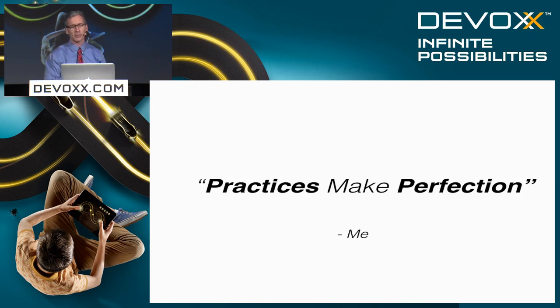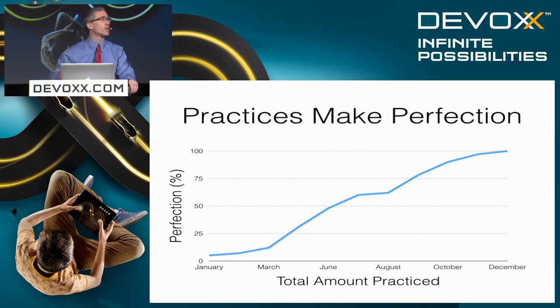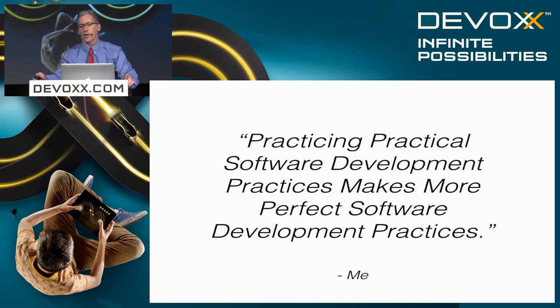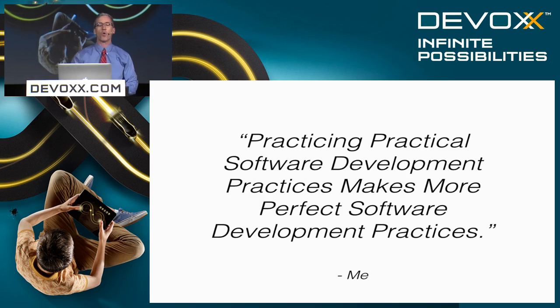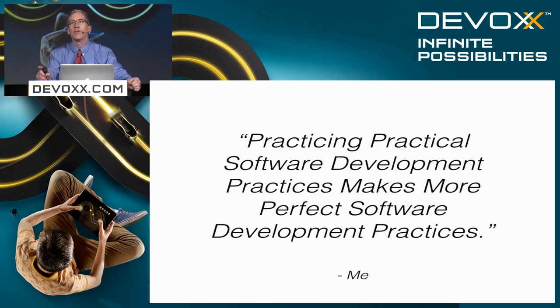Let's look at a little bit of data on practice. Now, you can see, this is data taken directly from a client, that they practiced throughout a year, and they achieved more and more perfection during that year. This is hard data. Those are numbers behind that blue line that you see on the graph. I want to talk about another quote that I think is even more germane to the topic today. It's that practicing practical software development practices makes more perfect software development practices.